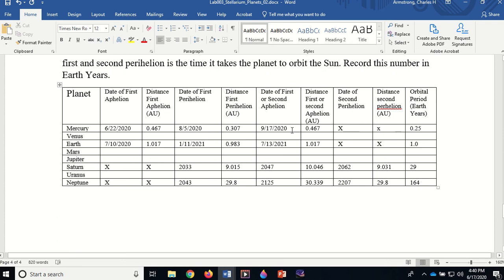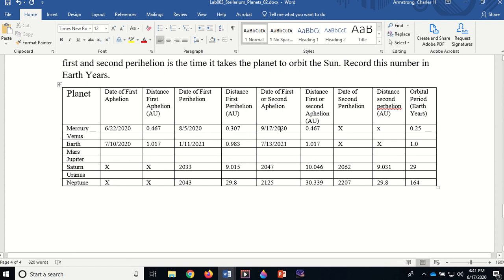I'm in the neighborhood. Now we've already got Mercury going around the sun once, so that was a complete orbit. So what is that? We got 9/17, 6/22. That's approximately a little under 3 months. Okay, 6, 7, 8, 9. Let's call it 3 months. We're gonna do a lot of estimating here. We'll call it 3 months.